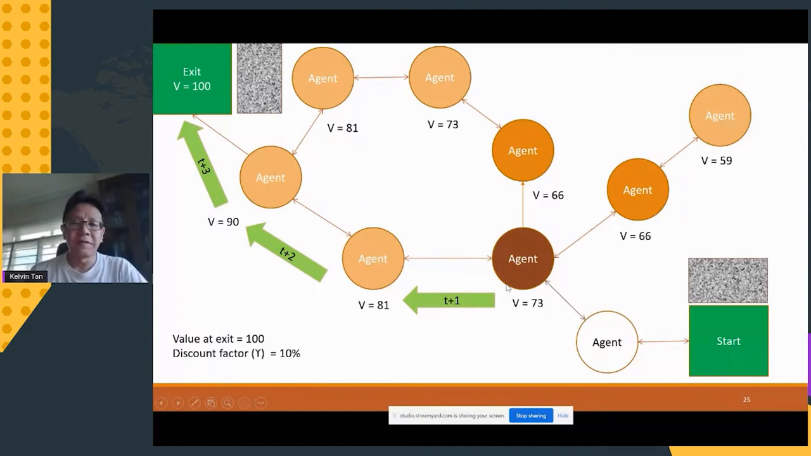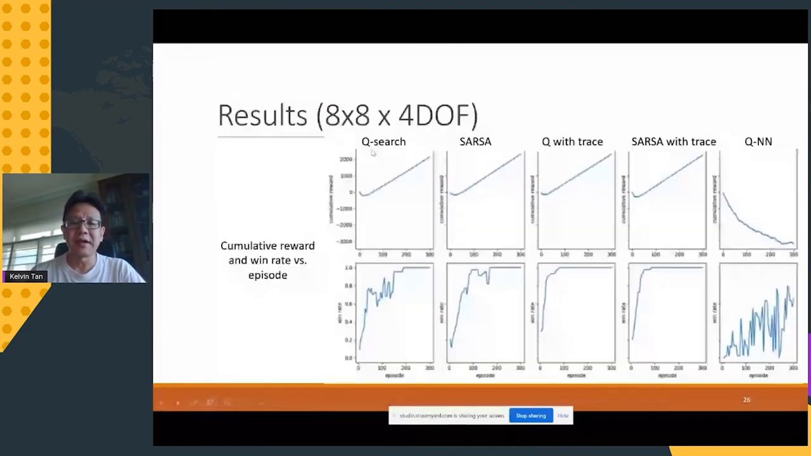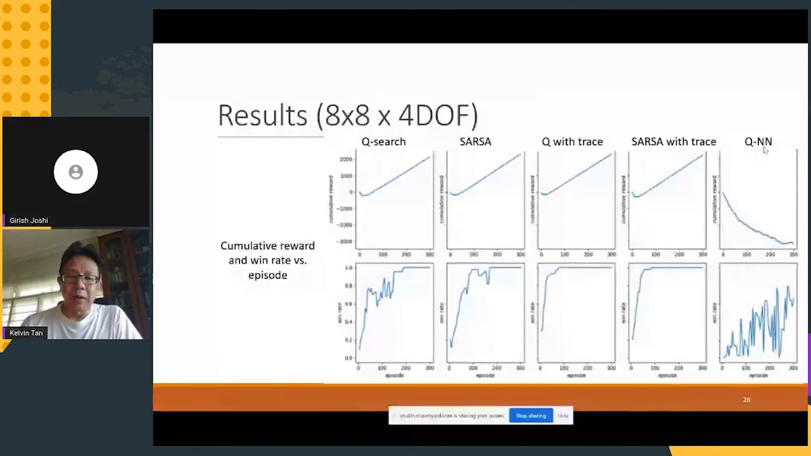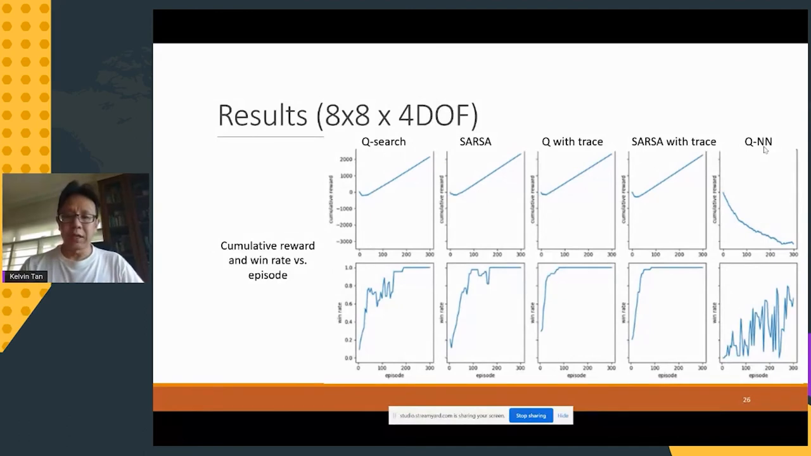The algorithms running. We have a Q-learning Q-table algorithm, SARSA algorithm, Q-table with eligibility trace, SARSA with eligibility trace, and Q neural network, Q-table neural network. If you want to find out a bit more about the algorithms, you can look them up in the references. My time is getting short.